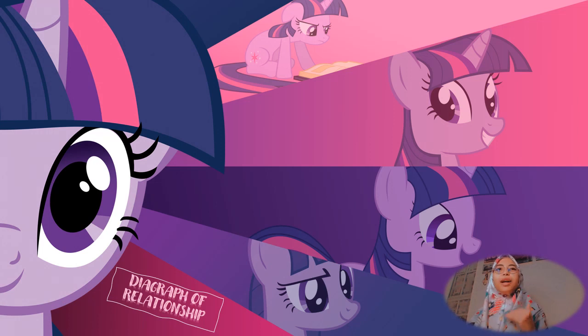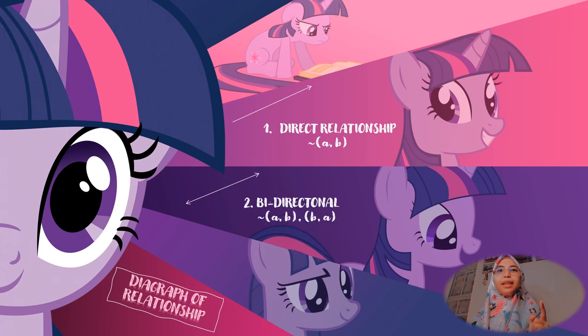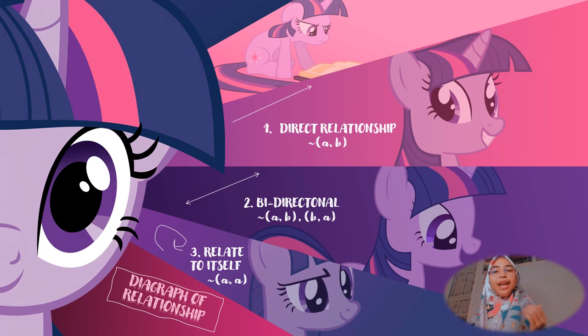Next, what is digraph of relationship? Here we have three digraphs. The first one, direct relationship, where (a, b). The second one, bidirectional relationship, for example (a, b) and (b, a). And the last one, related to itself. Example, (a, a), (b, b), (c, c), and the others.